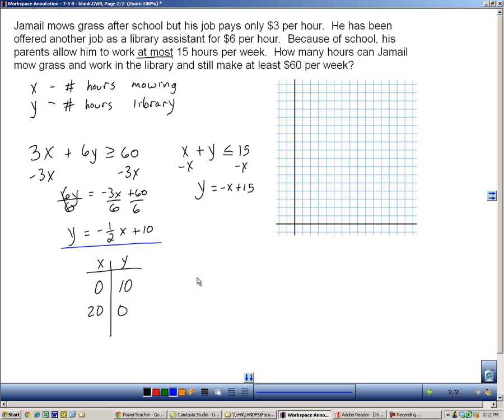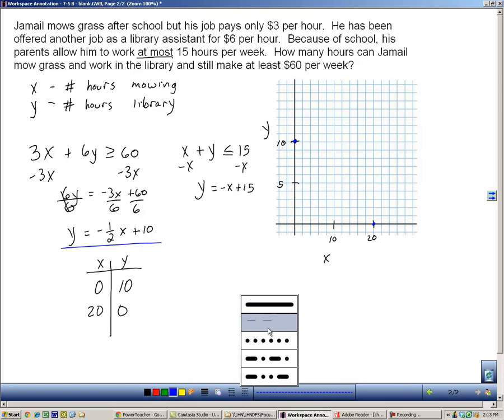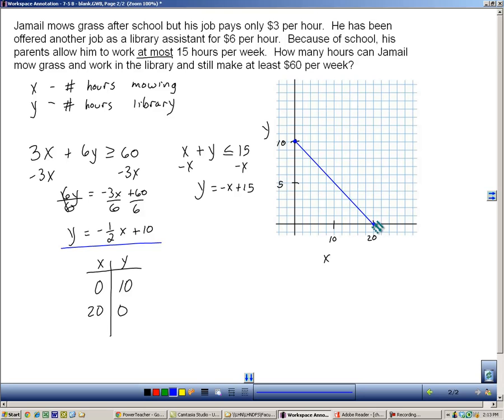So let's figure out what my graphing needs to be. My x has to go to 20, so this is how I'll label my x values, and my y's got to go up to 10. So let's make that my y values, and we'll graph the blue line: 0, 10, and 20, 0. Because it's greater than or equal to, my boundary line is going to be solid. And there we go.